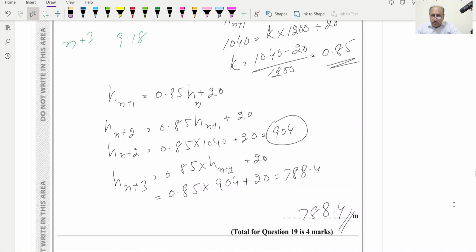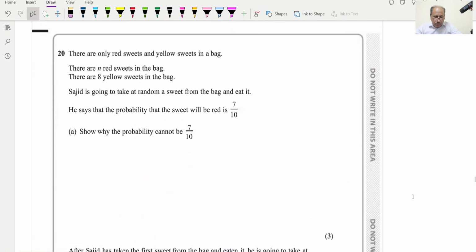This was a 4-mark question which we are done. Hopefully you understood this. Question 20 says there are only red sweets and yellow sweets in a bag. There are n red sweets in the bag and 8 yellow sweets in the bag. Sajid is going to take at random a sweet from the bag and eat it. He says that the probability that the sweet will be red is 7 by 10. Show why the probability cannot be 7 by 10.